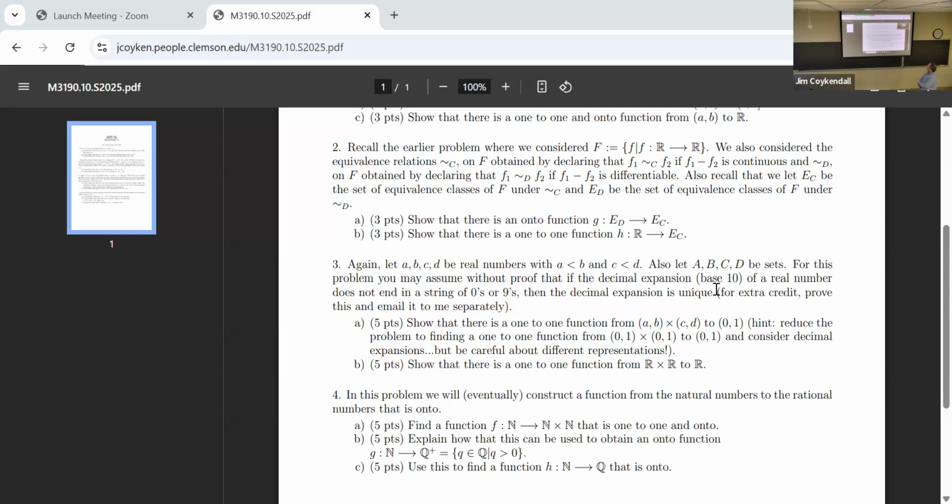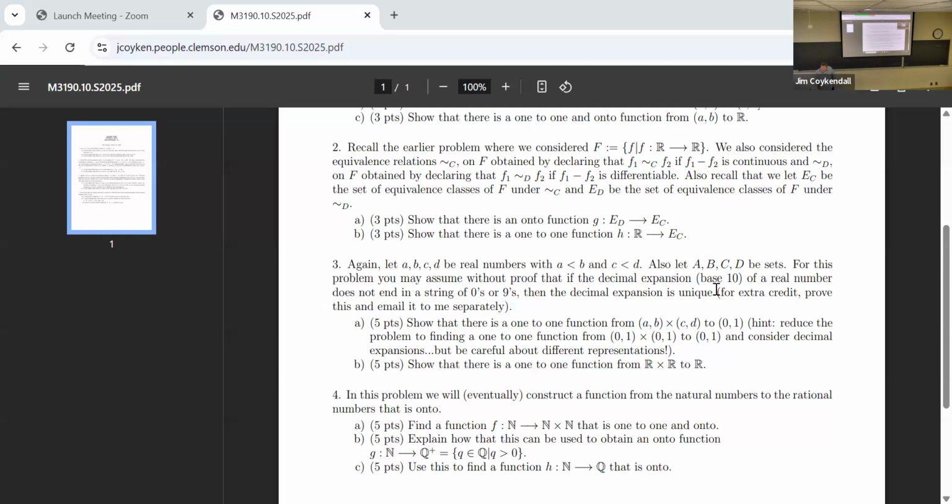And finally, in number 4, in this problem, we will construct a function from the natural numbers to the rational numbers that is onto, that covers everything. First, find a function from N to N cross N that is both one-to-one and onto. Explain in part B how this can be used to obtain an onto function from the natural numbers to the positive rationals. And finally, bootstrap this and find a function from the natural numbers onto Q.